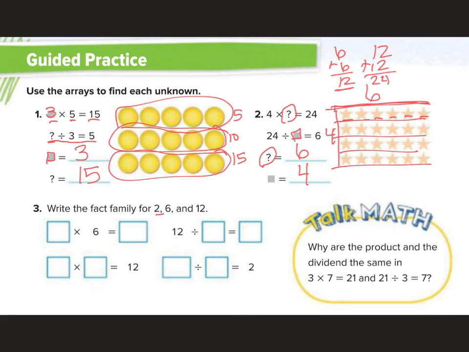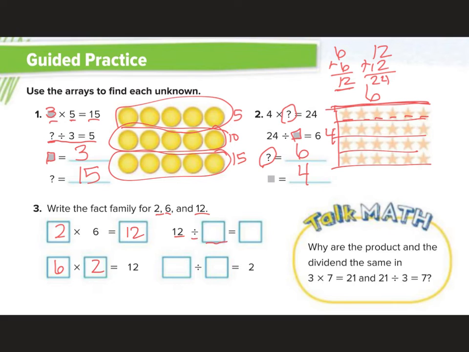Write the fact family for 2, 6, and 12. Okay, so I know that 2 groups of 6 are 12. So that means 6 groups of 2 is also 12 because of our friend the commutative property of multiplication.